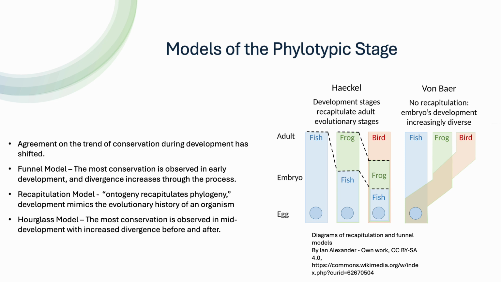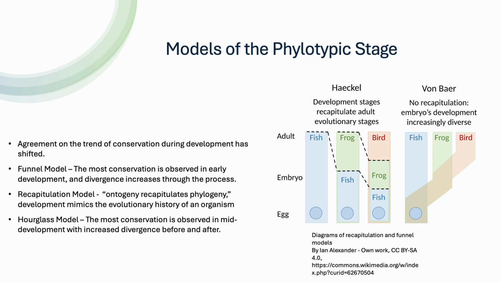Karl von Baer, considered the father of embryology, believed that the most conservation of traits between species could be found in the early stages of embryogenesis, with increasing divergence as time progressed. This theory, known as the funnel model, can be seen pictured all the way to the right of the slide. Later, Ernst Haeckel coined the famous phrase "ontogeny recapitulates phylogeny," which hypothesized that embryonic development mimics the evolutionary history of an organism. A diagram of one such example is seen to the left of the funnel model diagram.